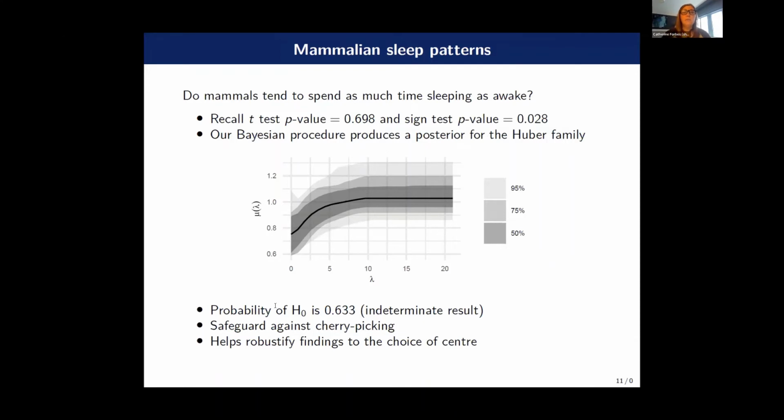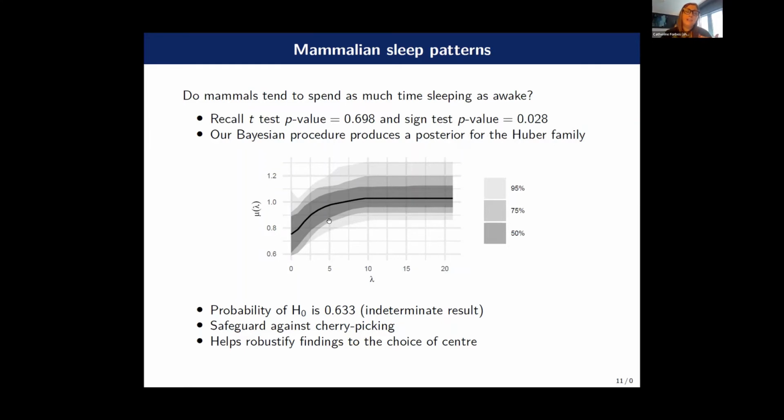So for this particular example, do mammals tend to spend as much time sleeping as awake? Well, remember we had a p-value of about 0.7 for the t-test and about 0.03 for the sign test. What happens with the Bayesian test is we get a function for what the data tells us is the mu lambda, but that's just a point estimate. Because we're working in a Bayesian context, we want to compute posterior probabilities associated with that true path according to the Huber loss function. What I've drawn here is a functional box plot, based on a Bayesian bootstrap, which I'll explain shortly. We get resampled values of these paths from the posterior distribution, and that enables us to get not just a point estimate of this curve, but a distribution around the point estimate.